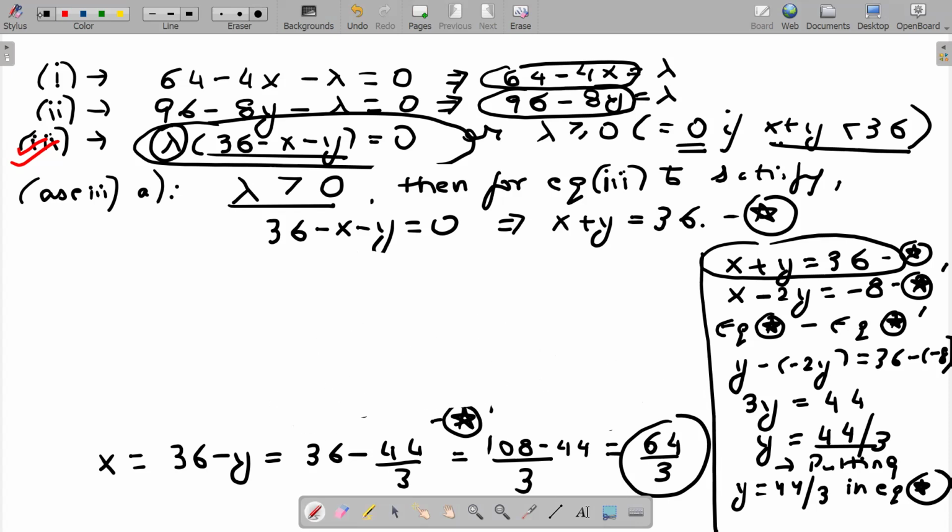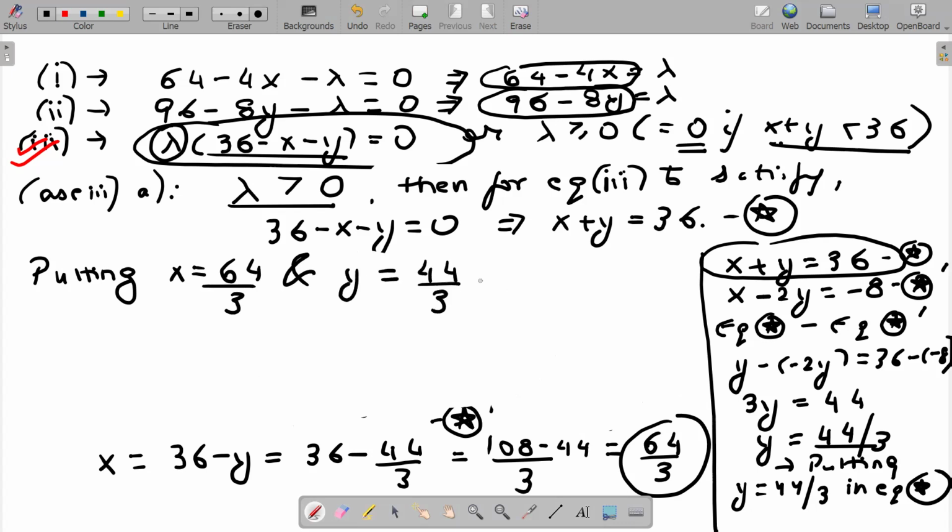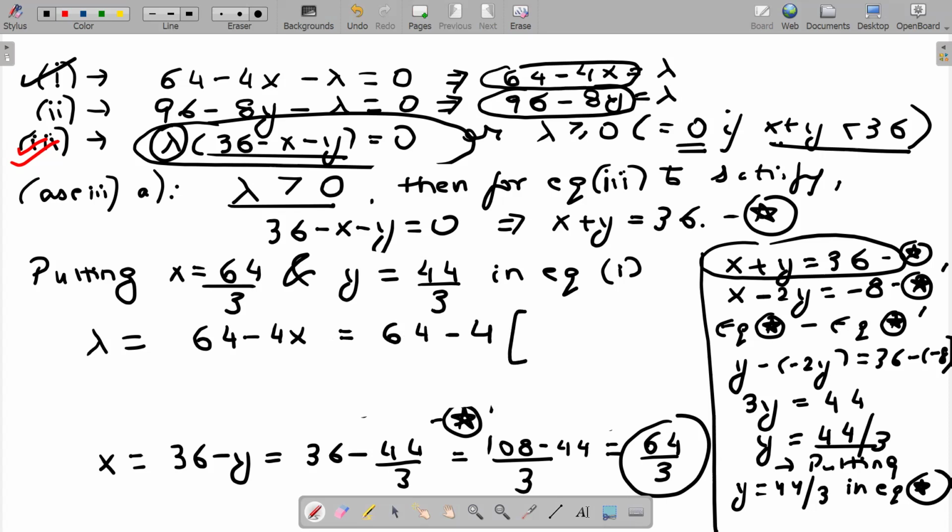And I can write putting x equal to 64 by 3 and y equal to 44 by 3 in equation star or in equation 1. On the top, students can see equation 1. Let me put these values in equation 1. So my lambda will be 64 minus 4x. I don't need y first of all. I just only need to put in the value of x. What is x? 64 by 3.